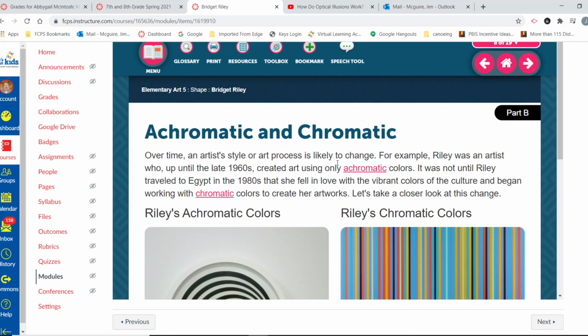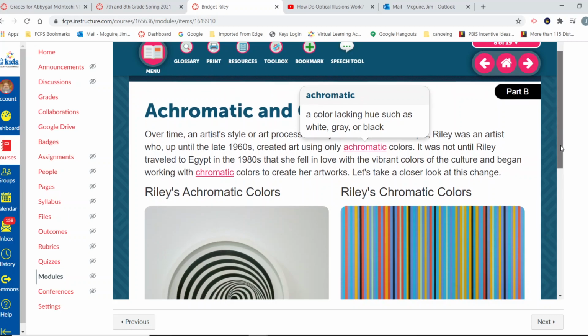And we've seen this in lots of other artists. From Matisse, who starts off as this crazy fauvist, ends up doing these really neat collages. We saw the work transition in Andy Warhol. We've seen all the artists start off one way and they kind of do something else, and that's the same way with Riley. She starts off using only achromatic works of art, and achromatic means black and white. It means colors that lack hue, like black, white, gray.